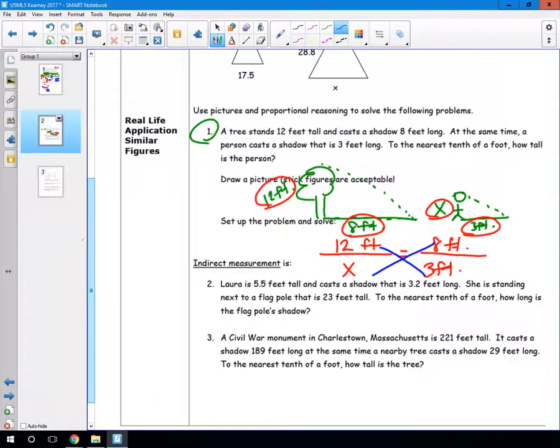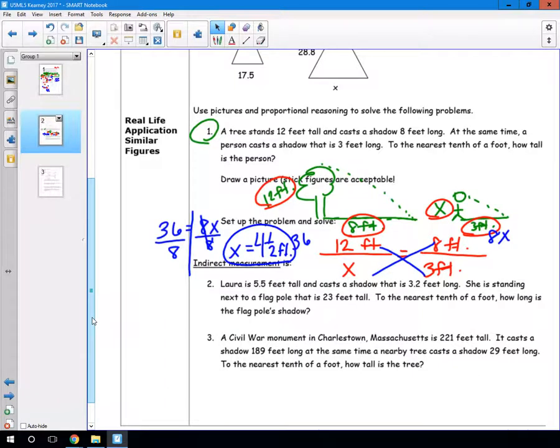and solve. 12 times 3, 36. 8 times x, 8x. And just like we've been doing, we know those cross products are equal, so 36 equals 8x. We are going to solve. 36 divided by 8, and we get 4 4/8, which is actually 4 1/2. And since we're talking about a person's height, they're 4 1/2 feet. And that would be reasonable. Okay? So ask yourself if that is reasonable.